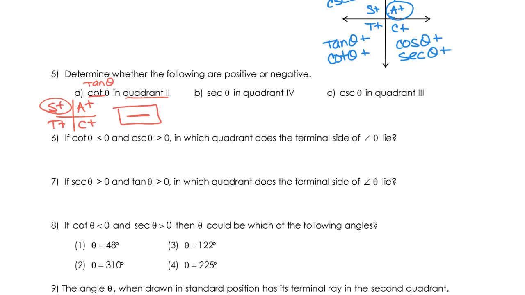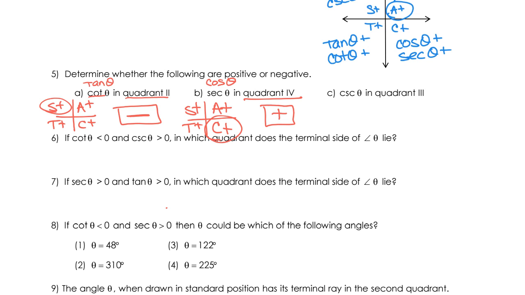Okay. In part B, we'll start over with a nice clean all students take calculus. They're asking about quadrant 4, where we know cosine theta is positive. They're asking about secant. So the secant, remember, goes with cosine. They're the reciprocals of each other. And so in quadrant 4, cosine theta is positive, and therefore secant theta would also be positive.